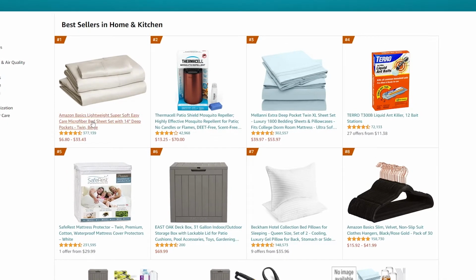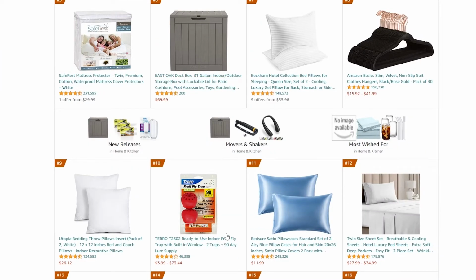So you have these sheets, the basic lightweight microfiber bed sheets. Microfiber bed sheets are really cool, and they're selling for like $33, anywhere around that. And you can go and sell them for $40 or $40-ish. You have these Dex box, you can sell this for a large amount of price.